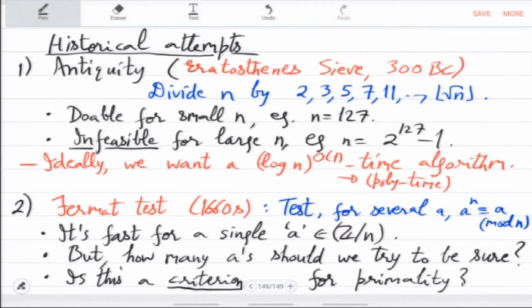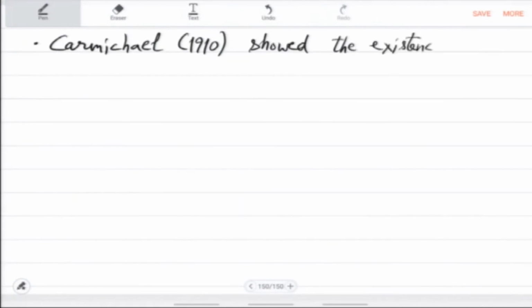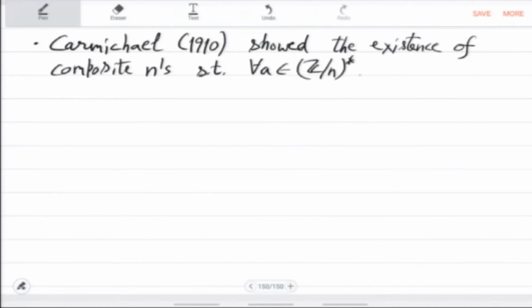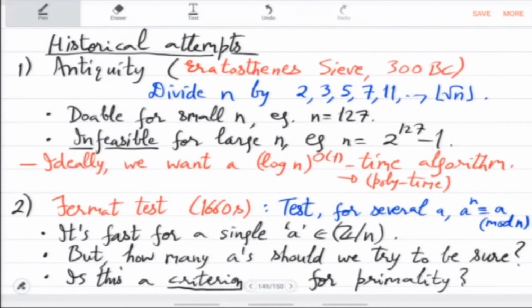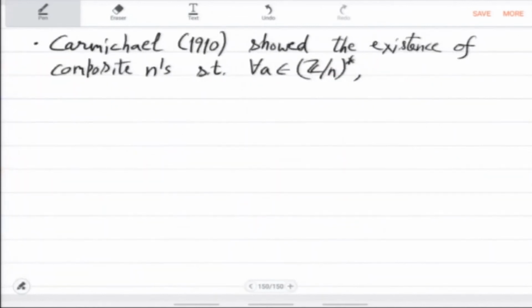So it was shown, much later, that this is not a criterion. Even composites satisfy Fermat's little theorem. So Carmichael showed the existence of composite n such that for all A co-prime to n, A to the n is A mod n.